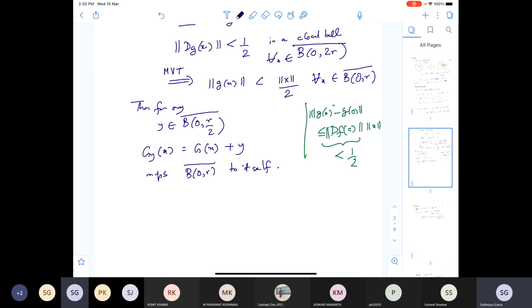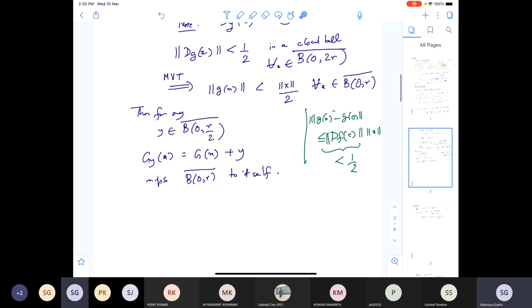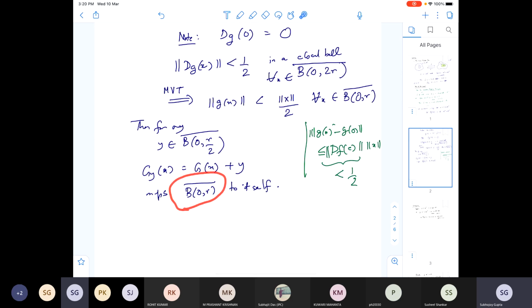So by assumption, if you're inside this ball of radius r, then you know that your g of x will be inside a ball of radius r by 2, because you have this factor of half here, and then y is also inside a ball of radius r by 2. So at most you'll be going a distance r if you do this addition.